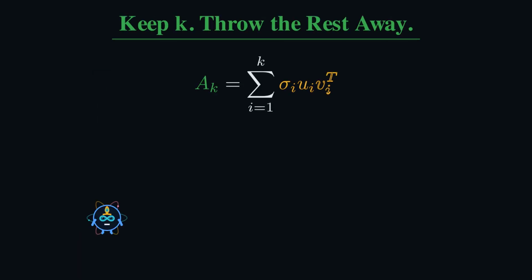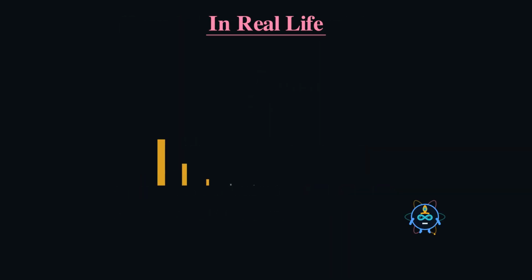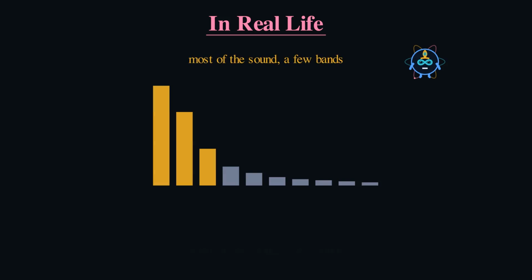Keep the first k layers, drop everything after them, and call the result A sub k. And now count what you actually store. Not the whole grid, just k columns, k rows, and k numbers. 20 layers of that photograph is 9% of the original file. Pull up an equalizer on any song, and almost all the energy sits in a handful of bands. Mute the rest and it still sounds like the song.